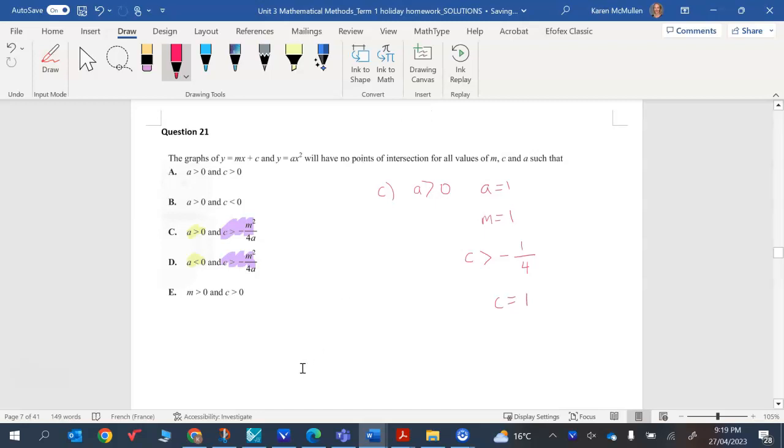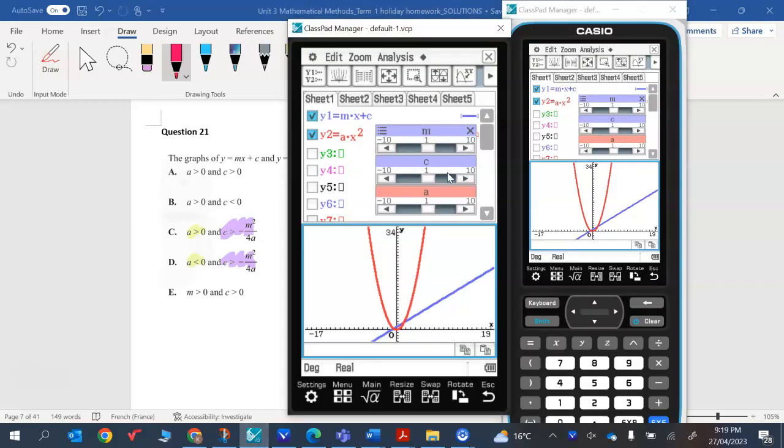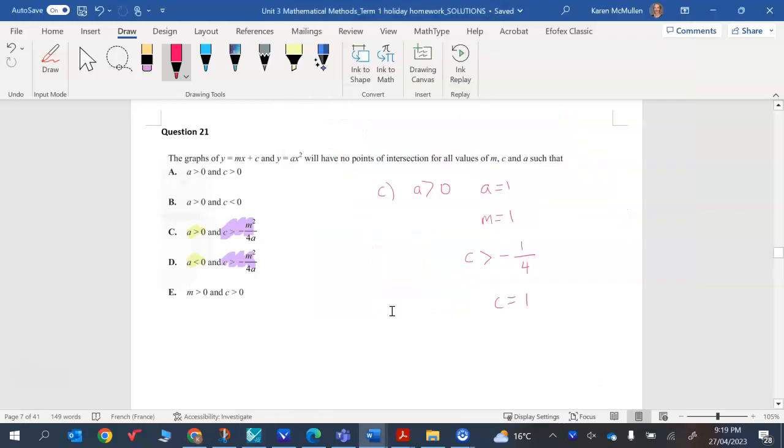So going back to our calculator, let's make everything equal 1. Oh, it currently is, that was purely coincidental. So you can see they do intersect, so it can't be C. So we kind of said it must be D, but let's test D anyway.